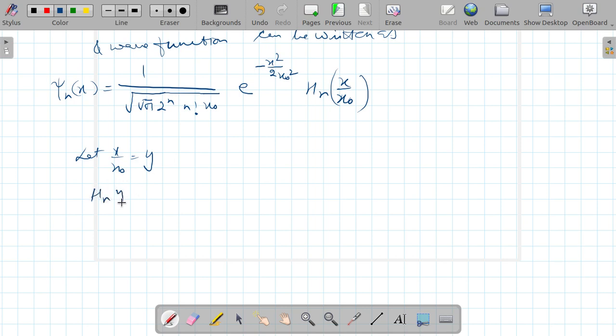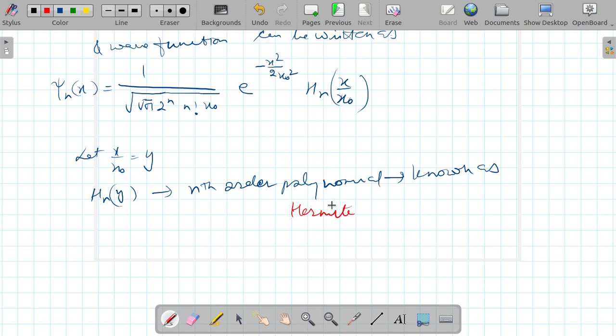here H n of y is known as the Hermite polynomial of order n, or nth order polynomial, and its value is given by a recurrence relation. The Hermite polynomial can be written in the form of a recurrence relation.